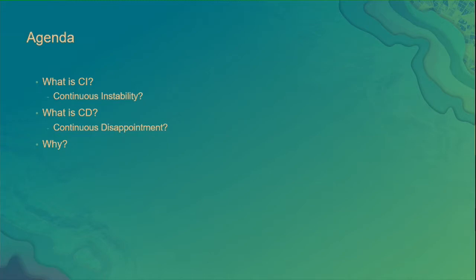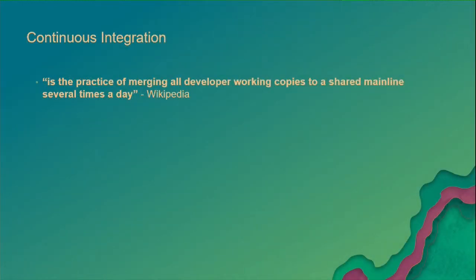So the continuous integration term, this is the definition on Wikipedia, right? It's the practice of merging all developer working copies to a shared mainline several times a day. So if you're practicing Git flow or GitHub flow, or you're using SVN, if you really want to be following the letter of the law of CI, then that means that you will be merging your, let's say, master or develop branch into your feature branch multiple times a day.